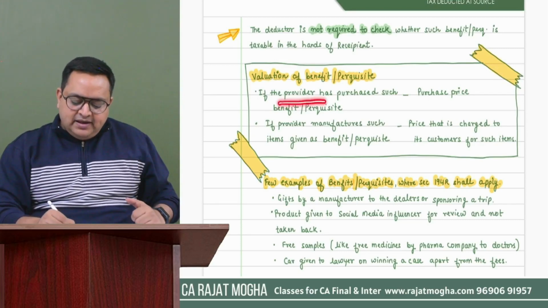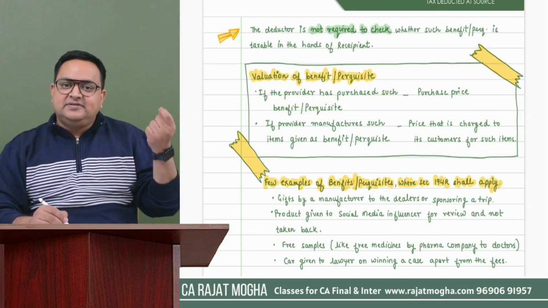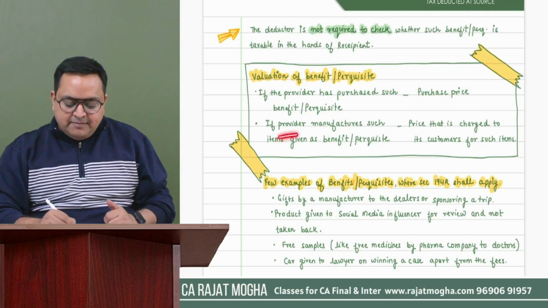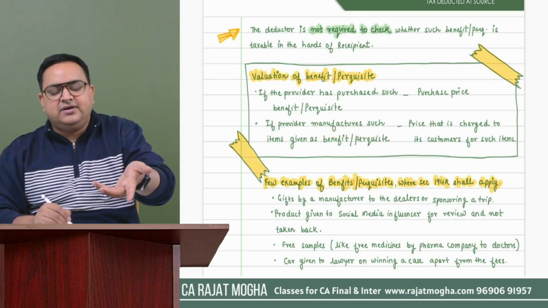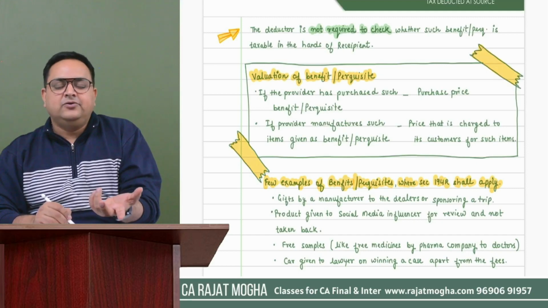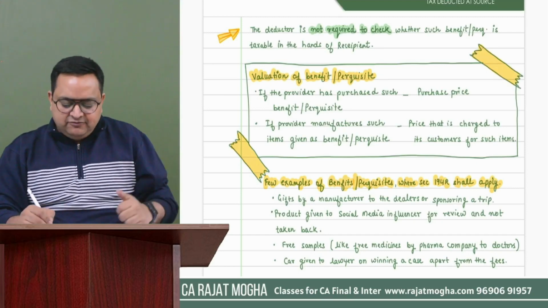So, if the provider has purchased such benefit, let's say in my case, Samsung has purchased the car, then what would be the value of the purchase? The purchase price. But if the provider manufactures such items, let's say Samsung, a mobile phone manufacturer, and they are giving you a mobile phone, then what would be the value of the perquisite? The same value which they charge from normal customers, that will be the value.